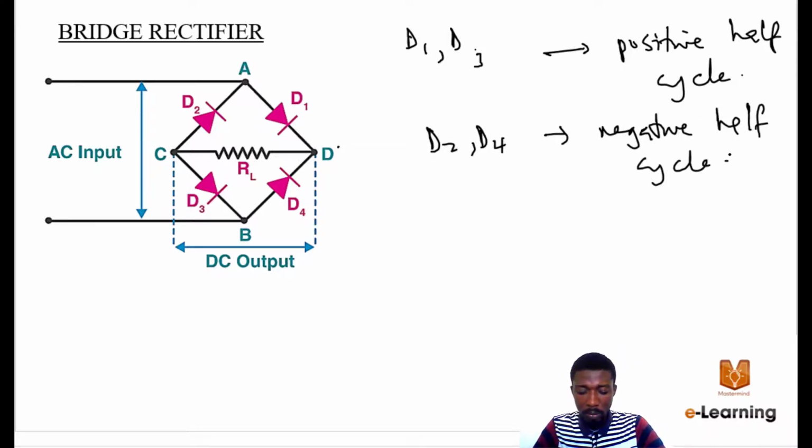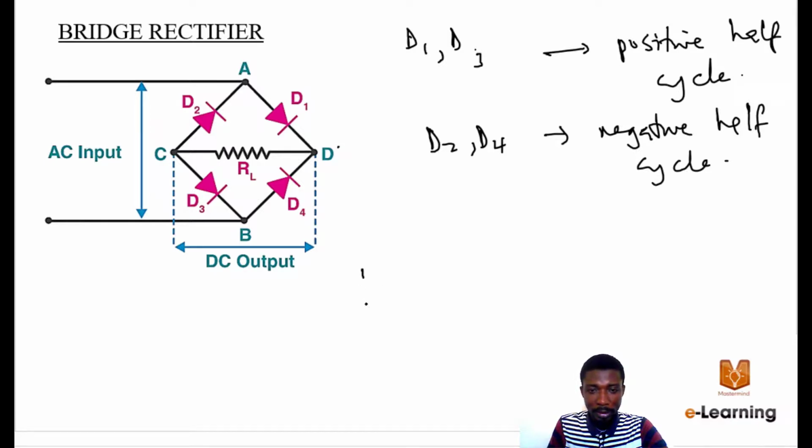When the input AC is applied across the bridge rectifier, during the positive half cycles, D1 and D3 are forward biased and allow electric current to flow, whilst D2 and D4 are reverse biased and block the flow of electric current. During the negative half cycles, D2 and D4 are forward biased and D1 and D3 are reverse biased. A bridge rectifier allows current during both the positive and negative half cycles of the input AC.